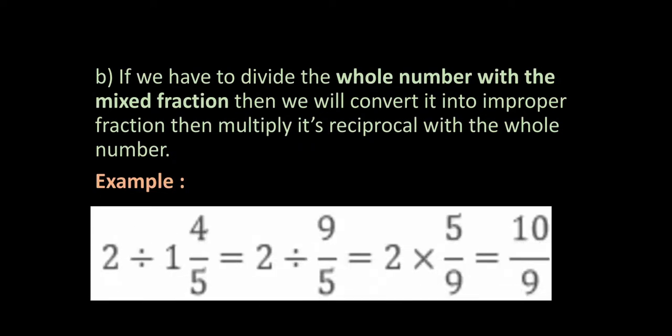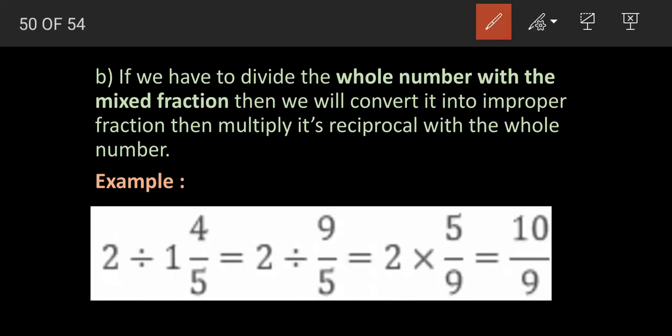Come to the second case. If you have to divide a whole number by a mixed fraction, then you have to convert the mixed fraction into an improper fraction, then multiply it with the reciprocal. Here is an example. Suppose 2 is the whole number and 1 whole 4 by 5 is the mixed fraction. First we convert this mixed fraction into an improper fraction. So it becomes 5 ones are 5 plus 4, it is 9 by 5.